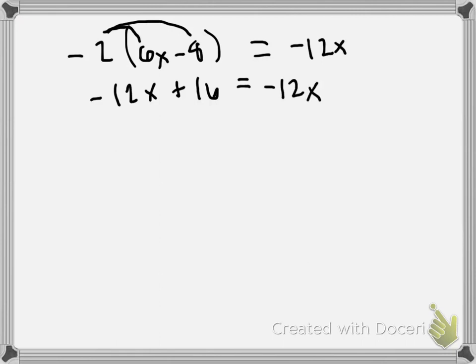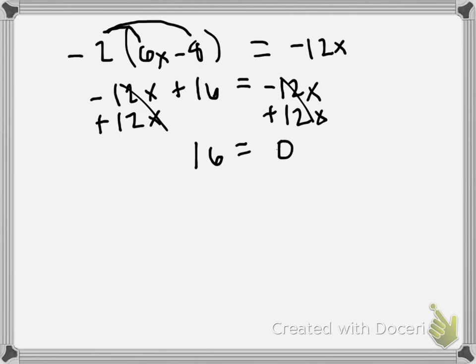Okay, so next I want to start collecting my like terms. I want to get all my x's onto one side. I want to get all my constants onto the other side. So I'm going to start by moving this 12x over. Get rid of that. Just leaves me with a 16. Over here on the right side, my x's cancel out again. So negative 12x plus positive 12x is equal to 0.